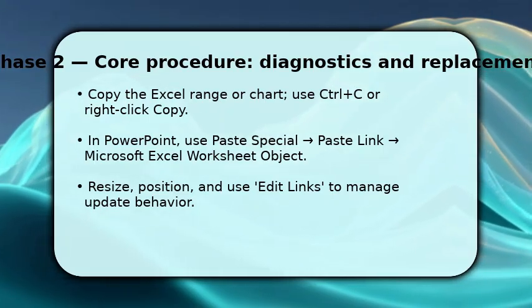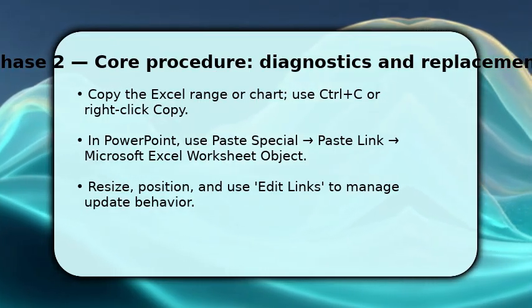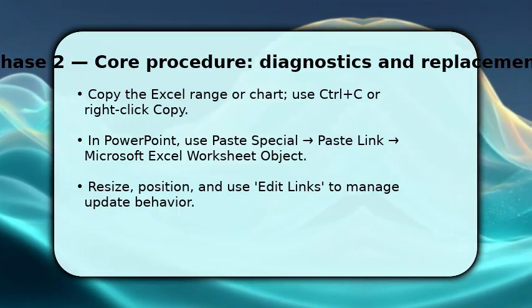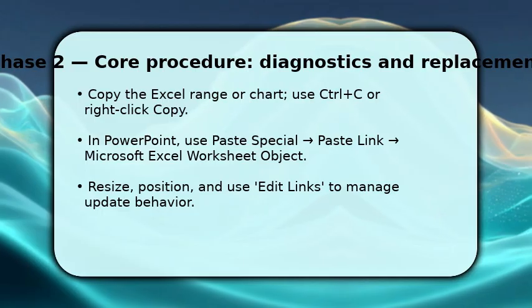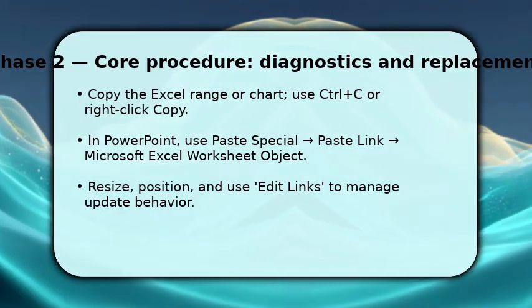Once placed, resize and position the object on the slide, and use File > Info > Edit Links to Files, or right-click to set update mode, automatic or manual. This approach keeps numbers synced and preserves Excel formulas when you update source data.